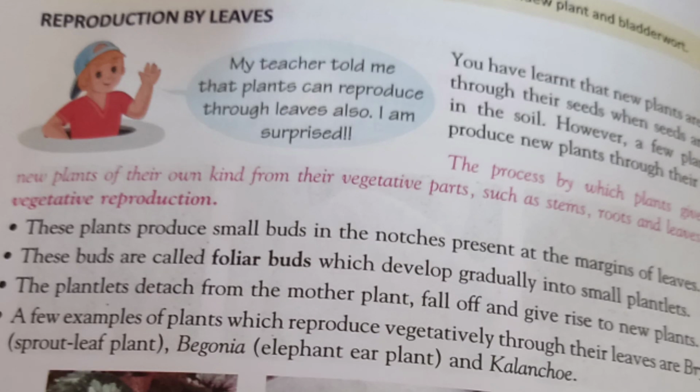How does the leaf reproduce? That is the process by which the plant gives rise to a new plant of their own kind from their vegetative part, such as the stem, root and leaves, is called vegetative propagation or vegetative reproduction.